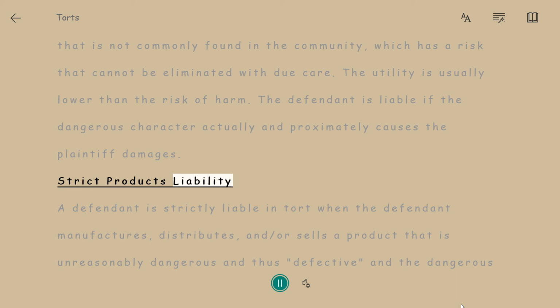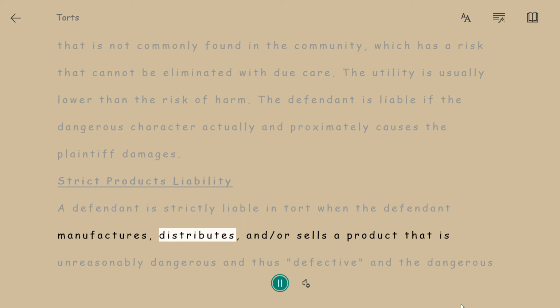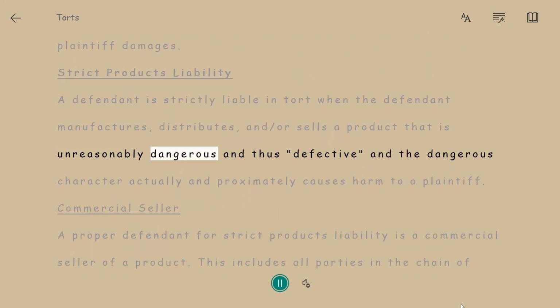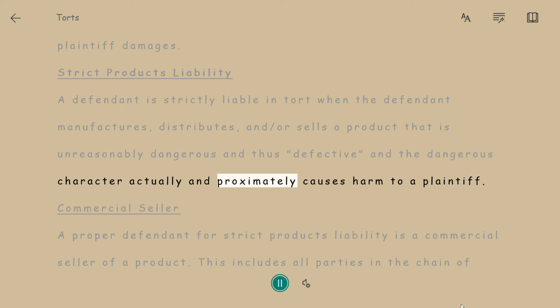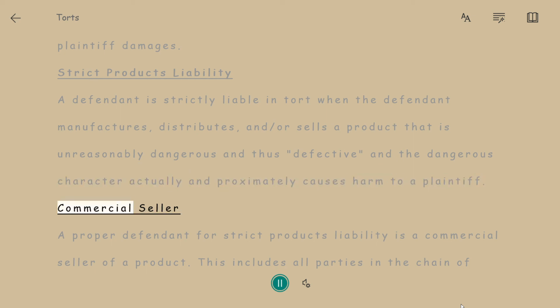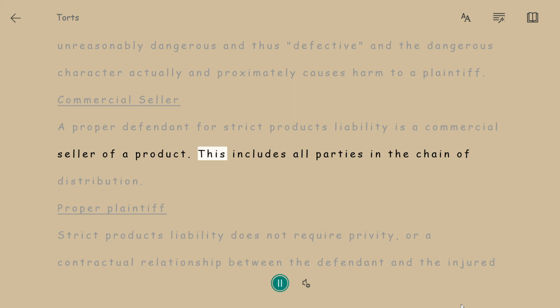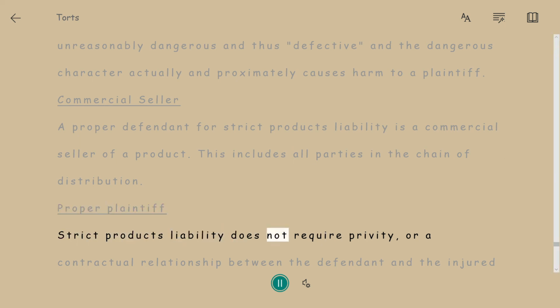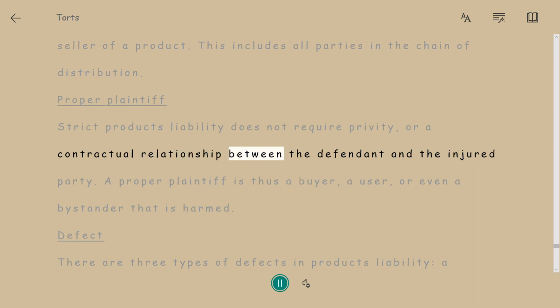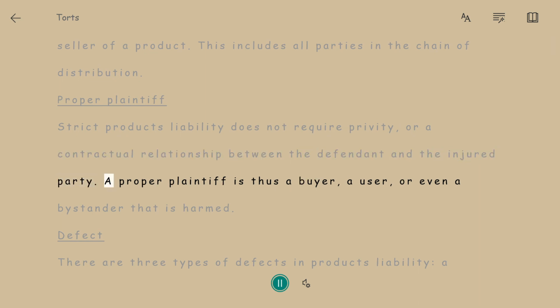Strict products liability. A defendant is strictly liable in tort when the defendant manufactures, distributes, and/or sells a product that is unreasonably dangerous and thus defective, and the dangerous character actually and proximately causes harm to a plaintiff. Commercial seller. A proper defendant for strict products liability is a commercial seller of a product. This includes all parties in the chain of distribution. Proper plaintiff. Strict products liability does not require privity or a contractual relationship between the defendant and the injured party. A proper plaintiff is thus a buyer, a user, or even a bystander that is harmed.